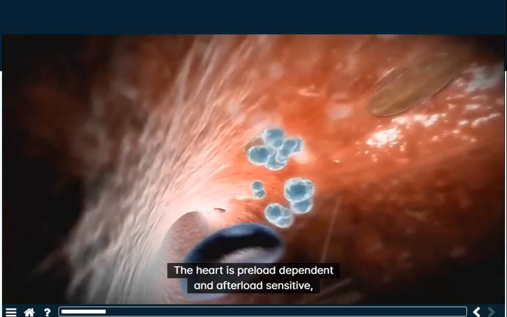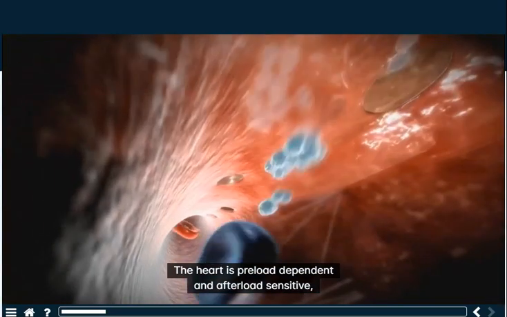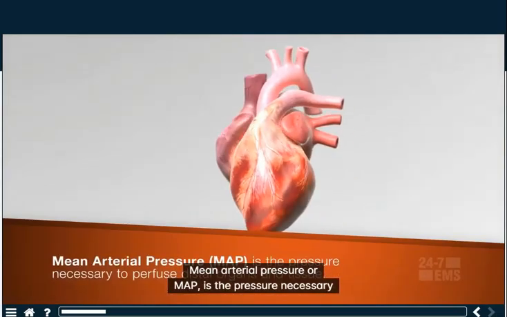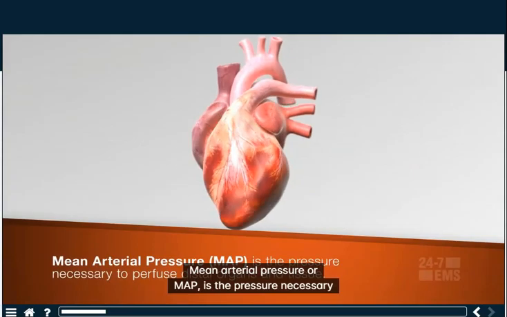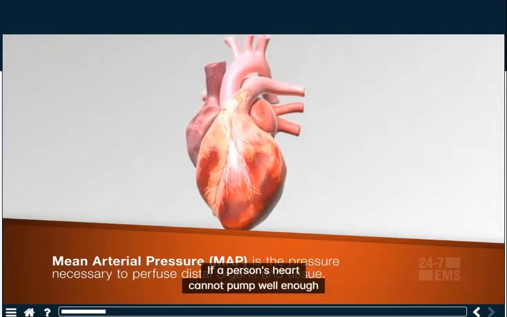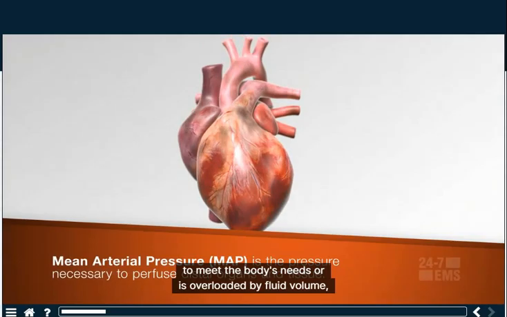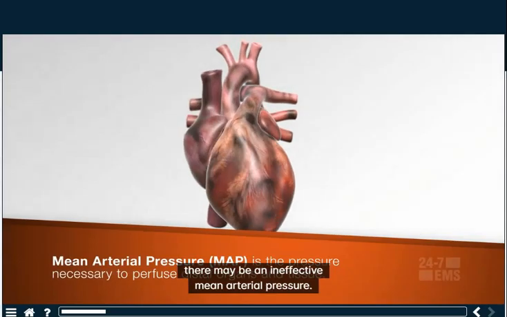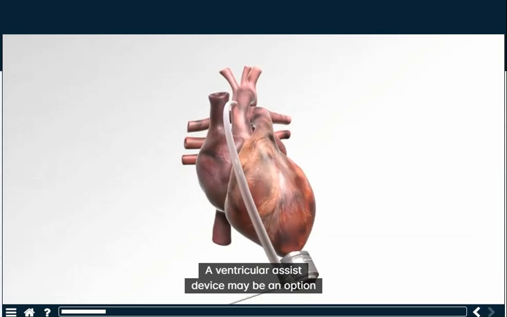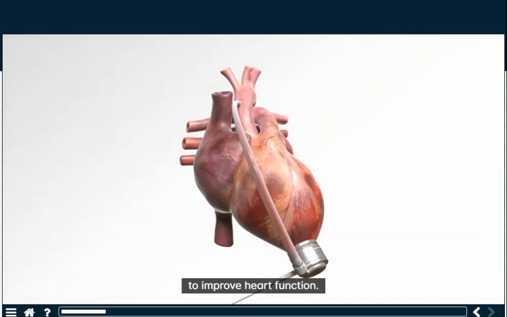The heart is preload dependent and afterload sensitive, so there must be enough fluid and resistance to maintain adequate blood flow. Mean arterial pressure, or MAP, is the pressure necessary to perfuse distal organs and tissue. If a person's heart cannot pump well enough to meet the body's needs or is overloaded by fluid volume, there may be an ineffective mean arterial pressure. A ventricular assist device may be an option to improve heart function.